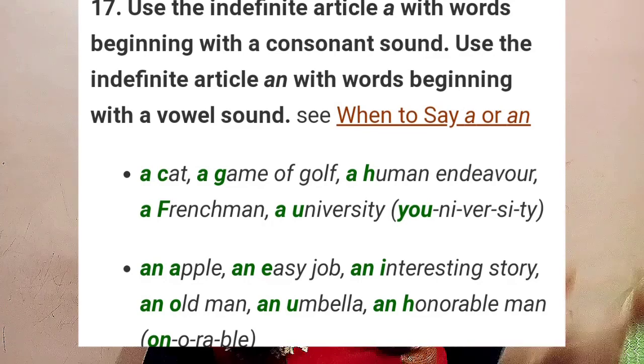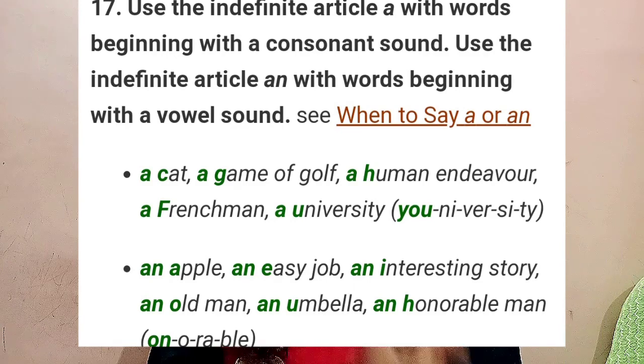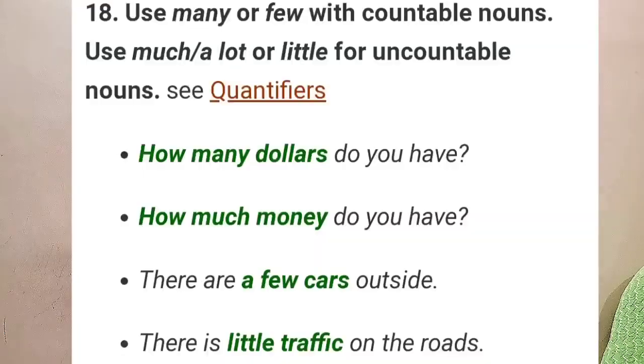An honorable man. Here the h is silent in the pronunciation, so we will use an. This is the basic rule: we use a before a consonant and an before a vowel, but there are many exceptions. We can discuss those later, but this is a very basic rule. And a and an are always considered indefinite articles, so do not forget that. Let's move on to the next one.